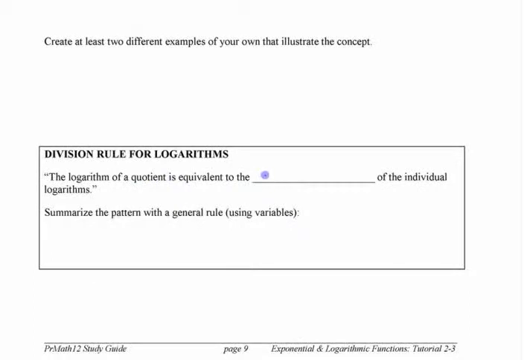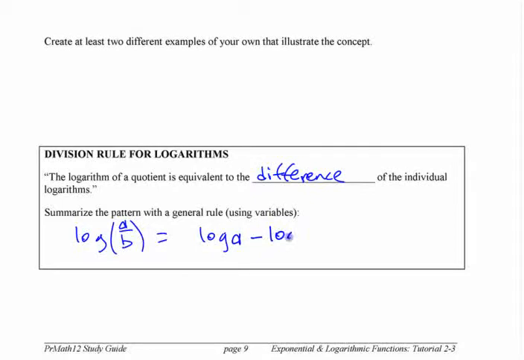Logarithm of a quotient is equivalent to the difference of the logarithms, subtracting, right? So in other words, if you have logarithm of two numbers divided, a divided by b, that's equal to log of, which one comes first? Which one do I subtract? What am I subtracting from what here? Log a minus log b, right? The one you're dividing by is the one you subtract.